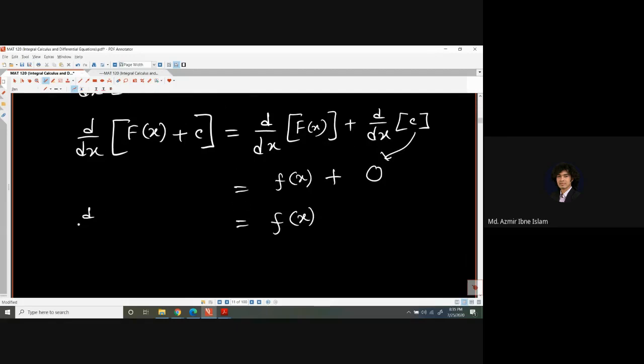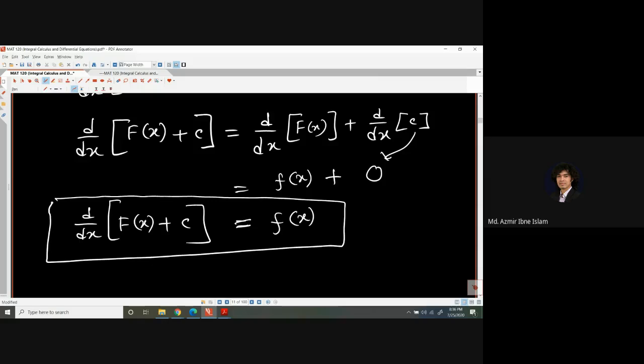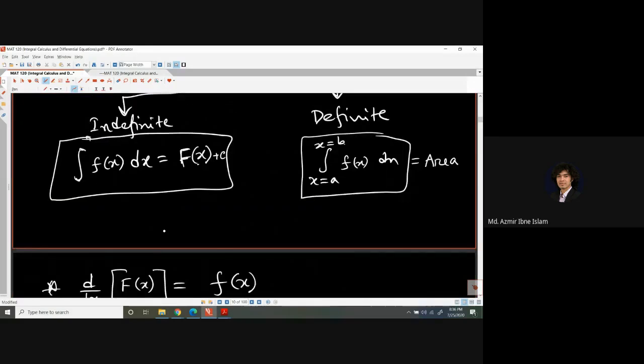So it doesn't matter whether we apply a constant here or not. That means it is not affecting our final relation. Still it is the same. Integration and differentiation are acting inversely or oppositely. So this relation also holds for indefinite integral, and for indefinite integral we are getting a constant. So I hope now you have understood.